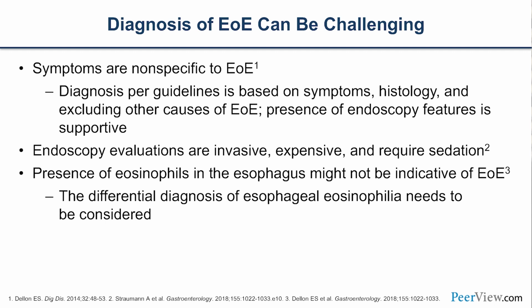It's also challenging because to take the step of doing an endoscopy is a big step. It's an invasive test, it can be expensive, it requires sedation, and so we don't undertake that kind of testing lightly, and particularly in children, it's carefully considered before proceeding. And then the last part of the challenging aspect of diagnosis is that the presence of eosinophils in the esophagus is not specific just to EoE. The differential diagnosis for esophageal eosinophilia is broad, and like any condition, it needs to be considered before you can make a diagnosis of EoE.